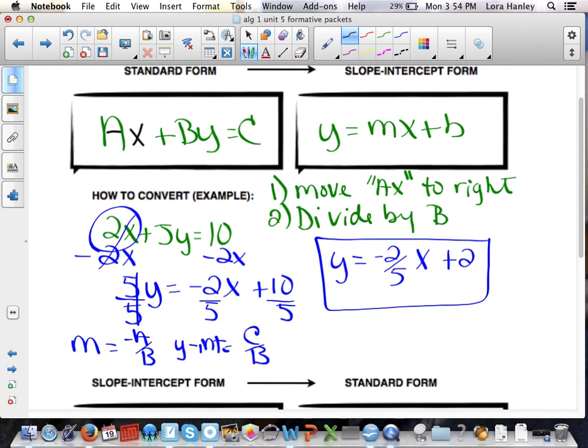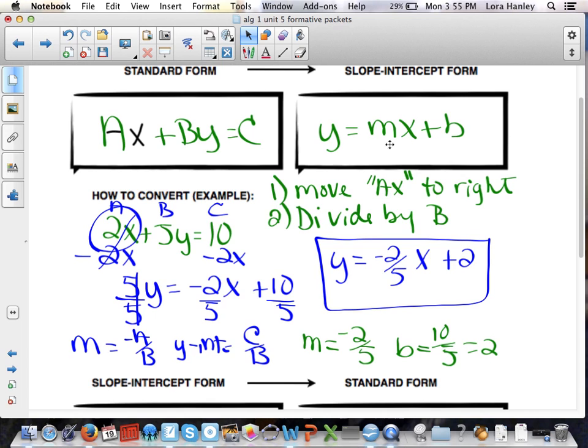So if I look back at my original equation, we have a, b, and c. My slope here would just be negative a over b, so negative 2 over 5, which is exactly what we got. And our y-intercept would be c over b, which is 10 over 5, or 2. So exactly what we got, however, a little bit faster.